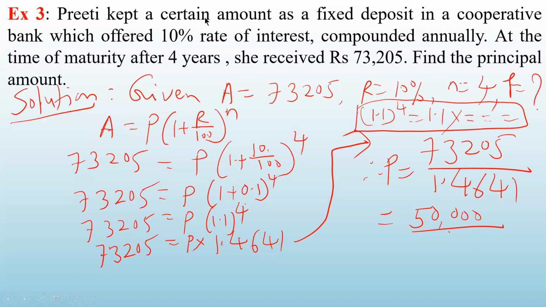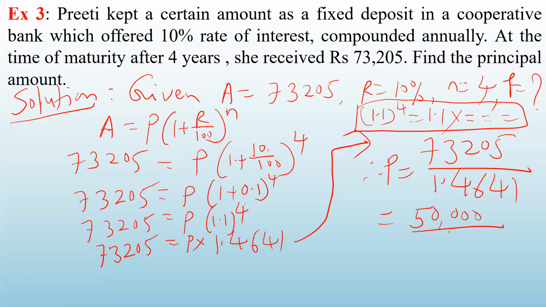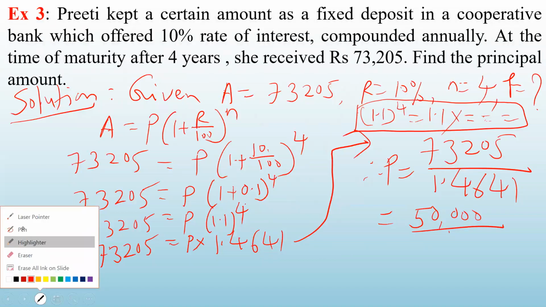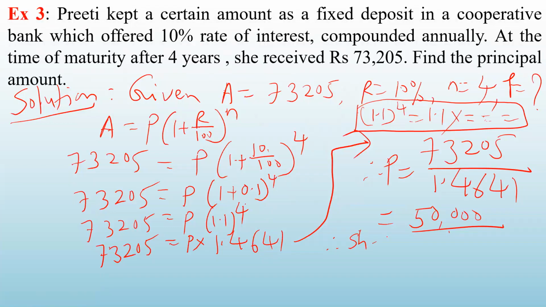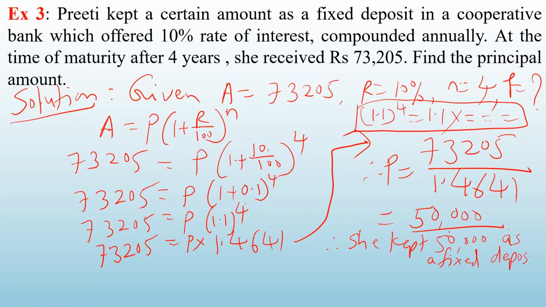So how much amount did Preeti keep in the bank? Therefore, she kept 50,000 as a fixed deposit. So this is your answer.